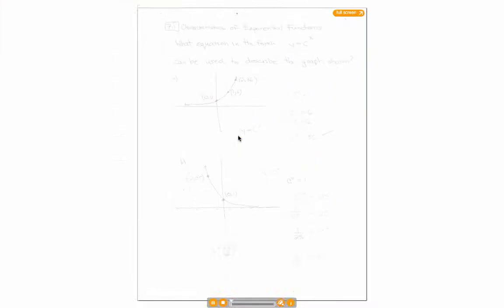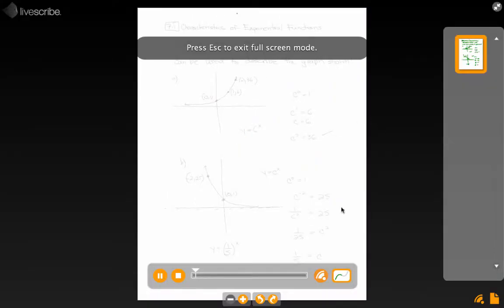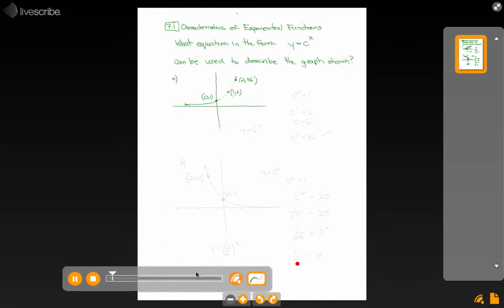This example comes out of section 7.1, Characteristics of Exponential Functions. So in this example, the first thing we're asked is what equation in the form y equals c to the x can be used to describe the graph shown. So we're looking for an exponential function that has to look like this.